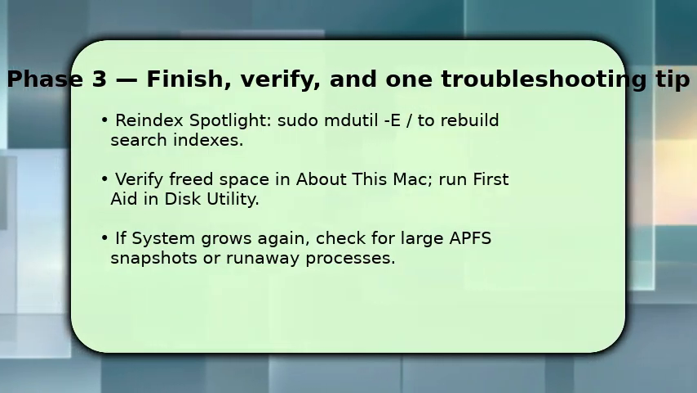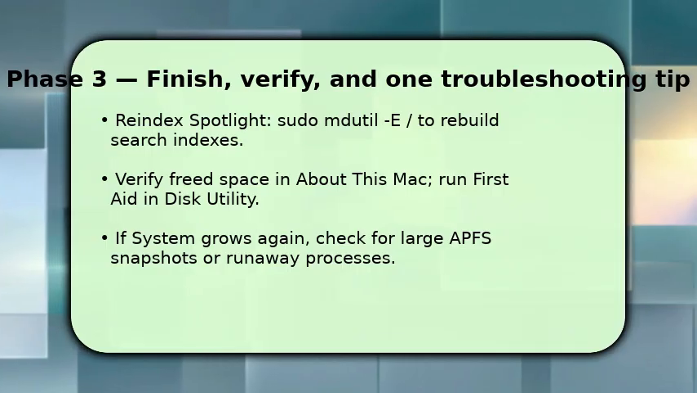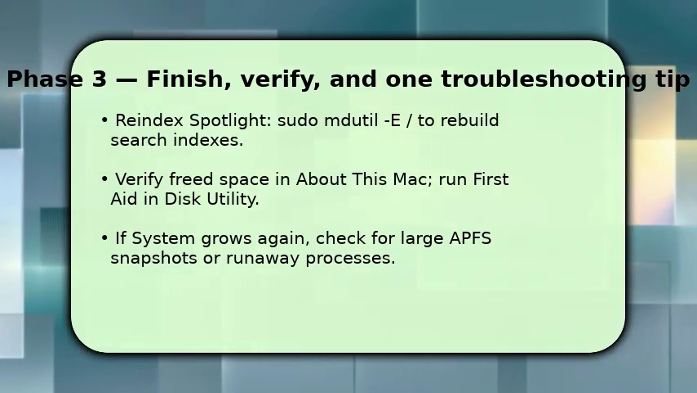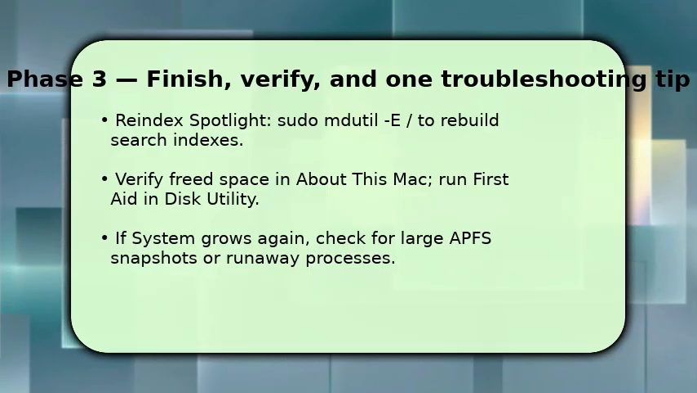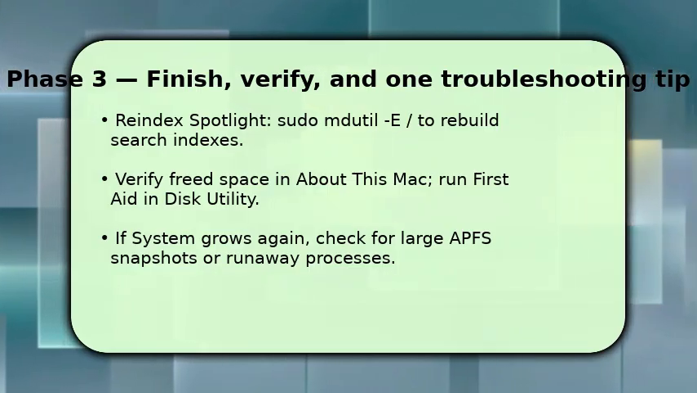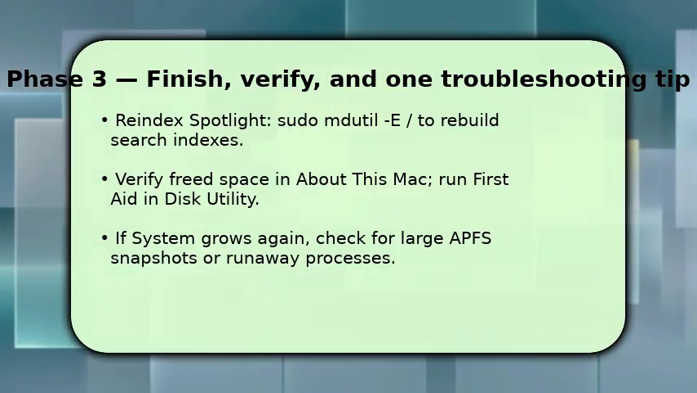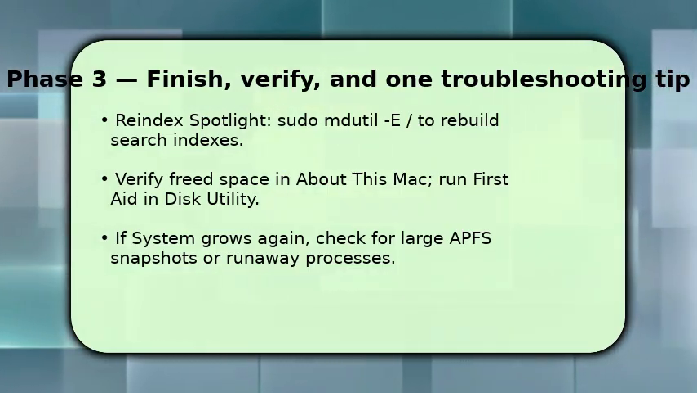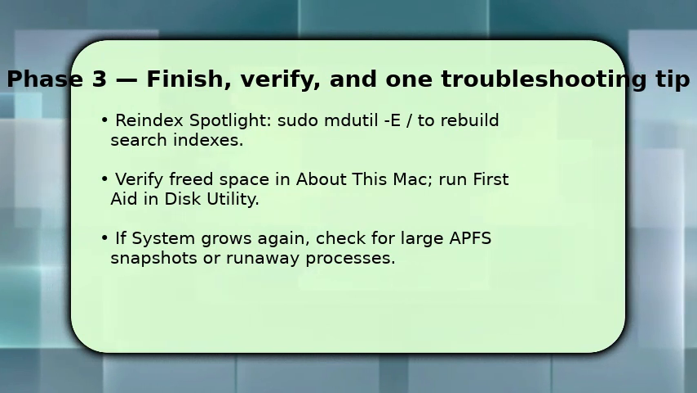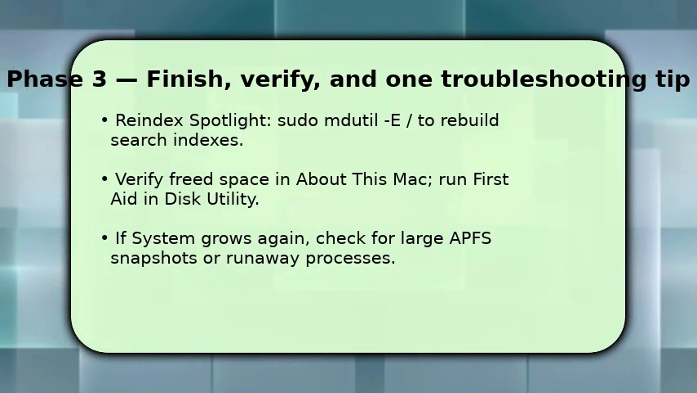If needed, repeat targeted cache removals. If System Storage reappears, suspect app snapshots or a runaway process. Use sudo tmutil listlocalsnapshots and Activity Monitor to identify culprits. The troubleshooting tip is to restore from your verified backup if repairs fail.